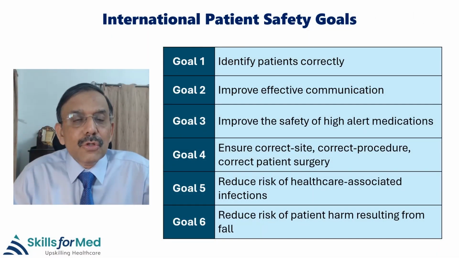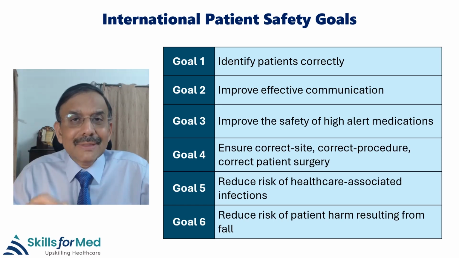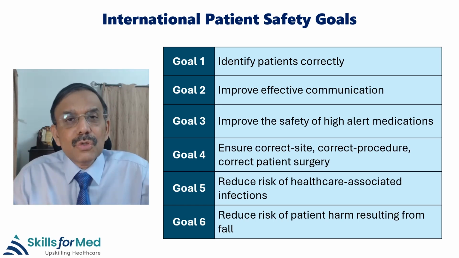Now, most of you might know there are 6 international patient safety goals, but the question is, why only 6? The reason is WHO and JCI and many other organizations, based on the research, have found out that if you focus on these 6 goals, you would actually tackle most of the patient safety problems in your hospital.